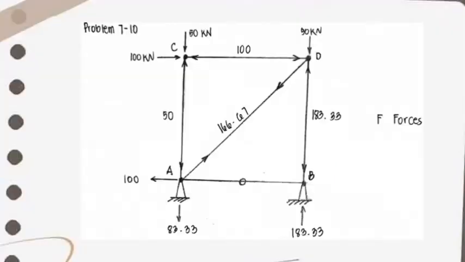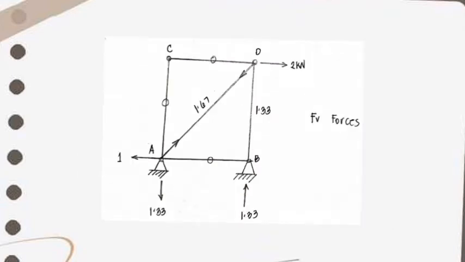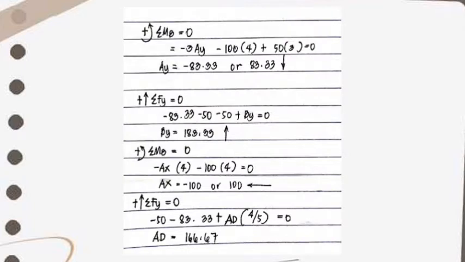Problem 7.10. We have a table here. So the summation of moment at B is equal to 0. It is equal to negative 3Ay minus 100 times 4 plus 50 times 3 is equal to 0. Ay is equal to negative 83.33, or 83.33 down. The summation of forces in Y is equal to 0. So negative 83.33 minus 50 plus By is equal to 0.